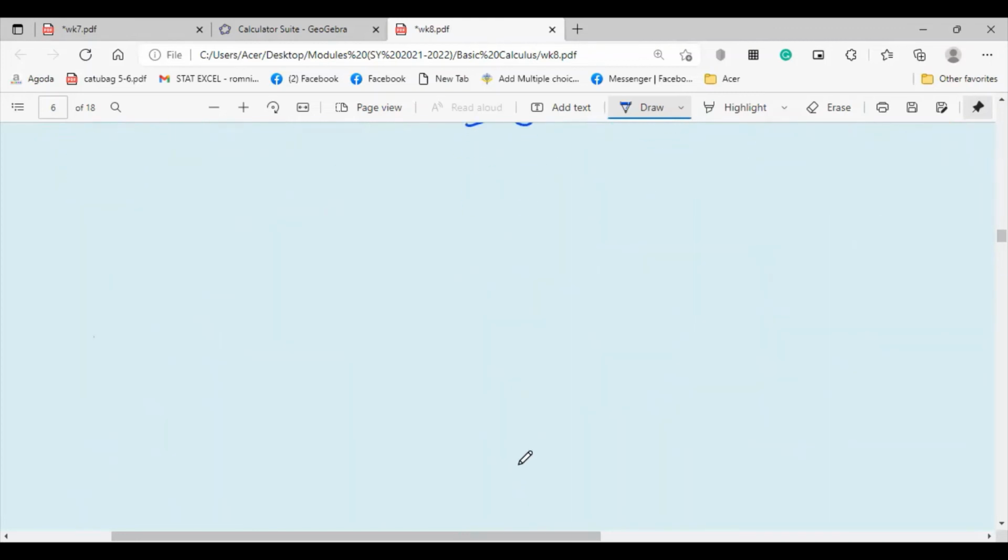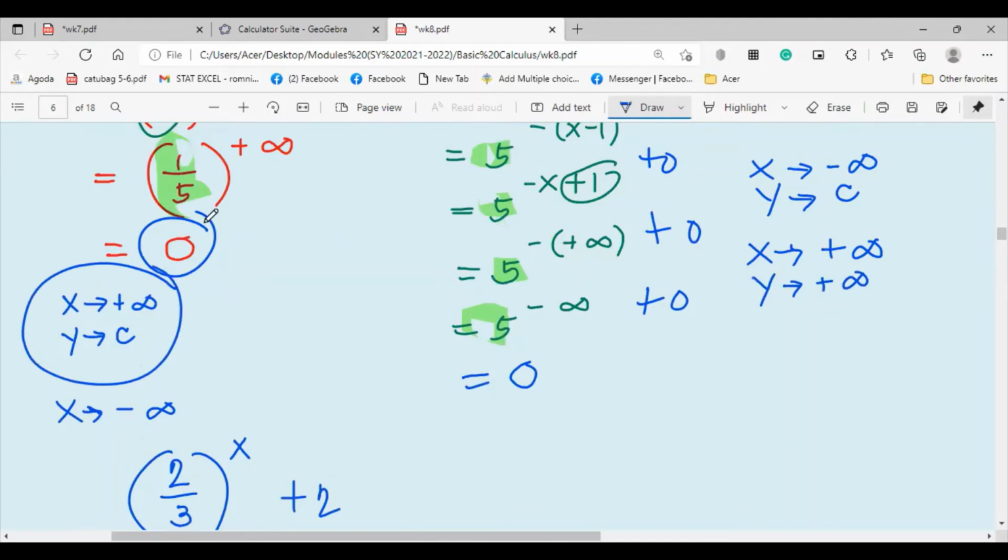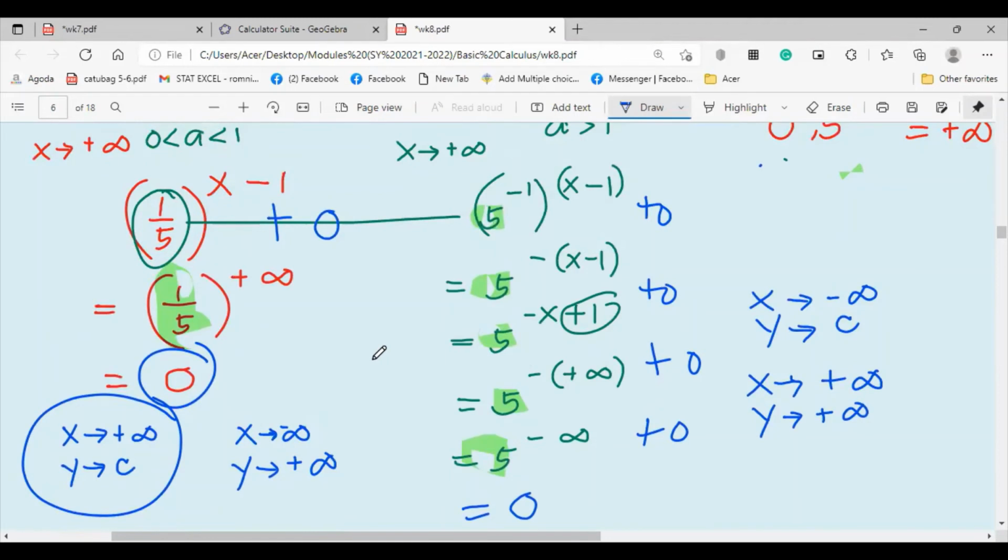Another. Pinasolve ka, 2/3 raised to x plus 2. When x keeps on decreasing. Oh, yes, decreasing. Not unless class, not unless nalilito ka sa ganito. Kasi when x keeps on decreasing, alam mo naman na y keeps on increasing. Pabaliktad siya.